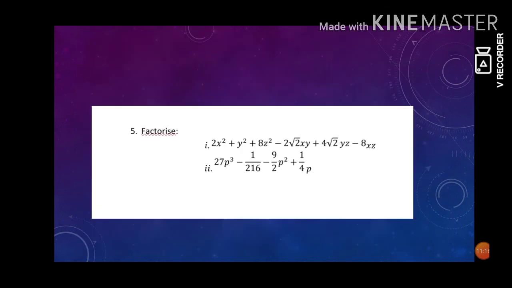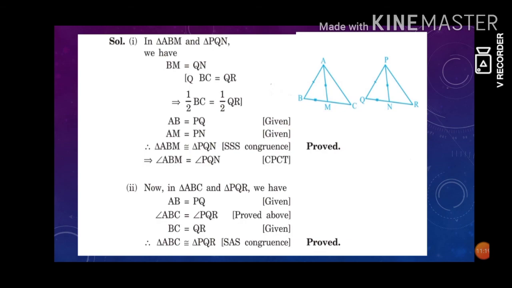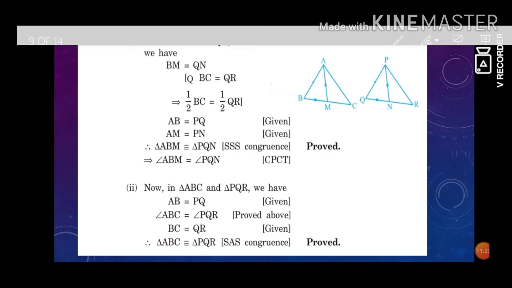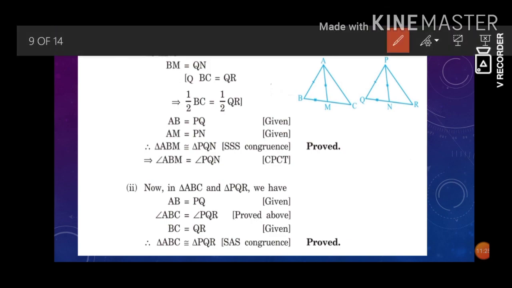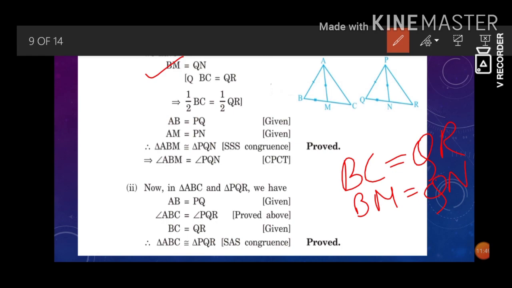So to prove it, first we will consider the triangles ABM and PQN. In these triangles, we already have BM equal to QN. We are given that BC is equal to QR. So half of BC is BM and half of QR is QN, so we can say BM is equal to QN. The reason is, as BC is equal to QR, half of it gives BM equal to QN.